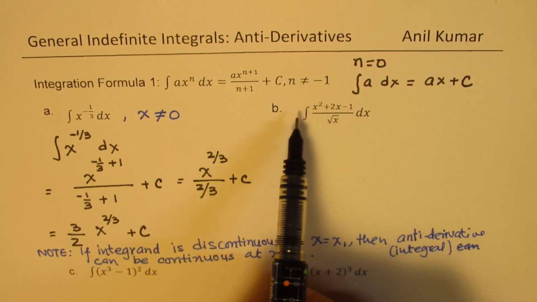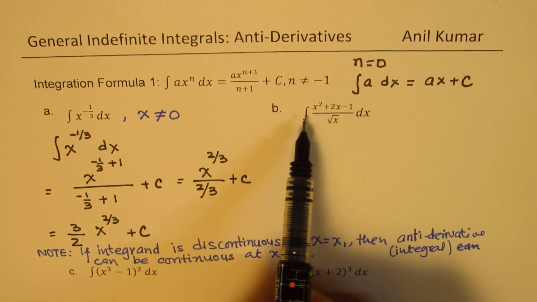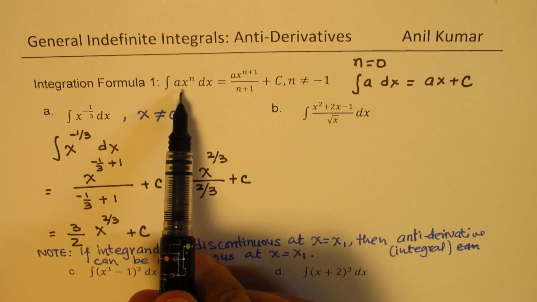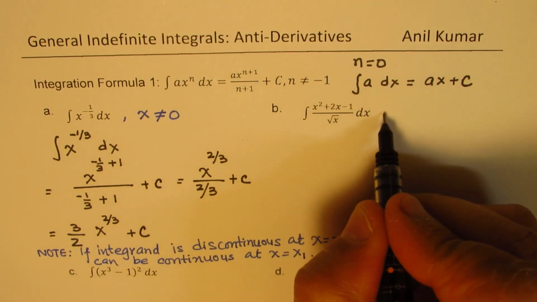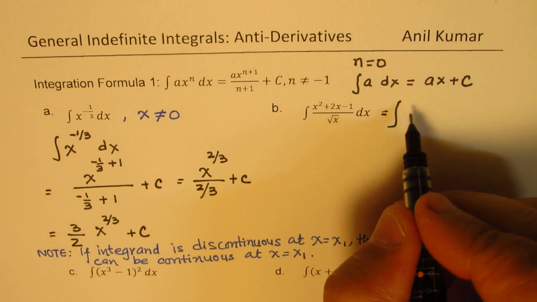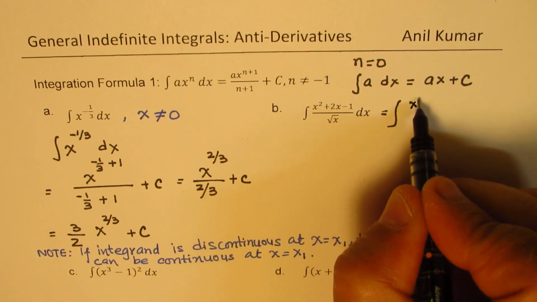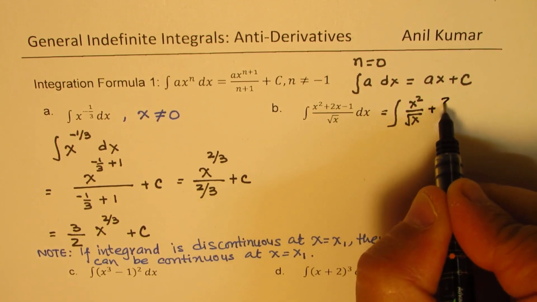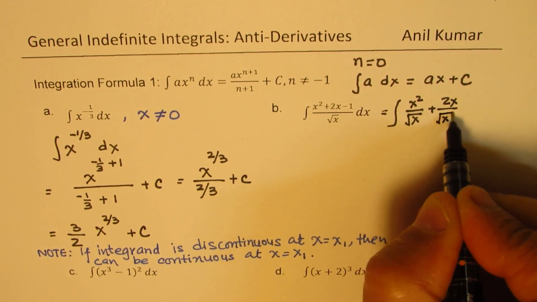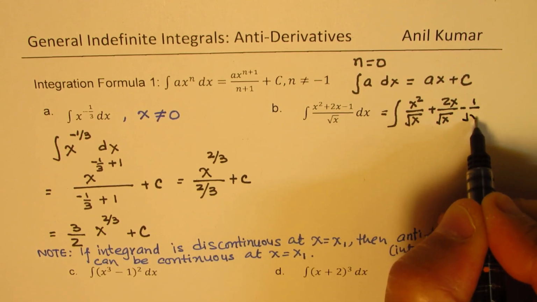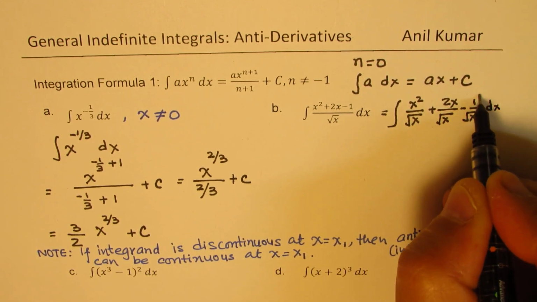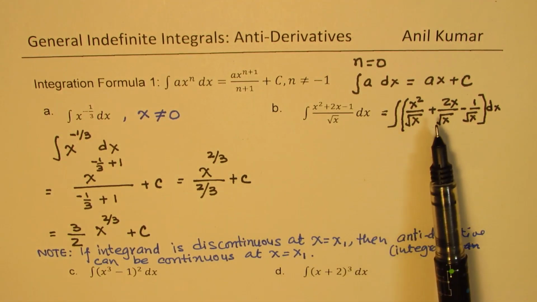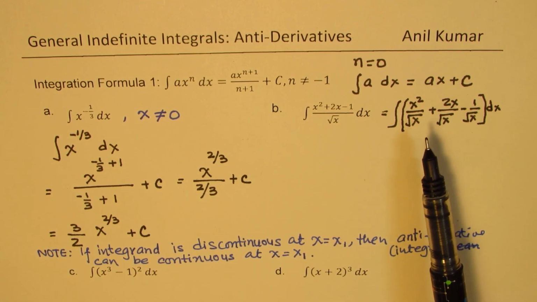Now when we are given in this form, it is a good practice to write these rational functions separately, and then we'll get the form for which the formula is given to us, and we can write down our result. So I can rewrite this as the integral of x squared over square root of x plus 2x over square root of x minus 1 over square root of x dx, right? And of course all this is the integrand. So whatever is inside is called the integrand, right?